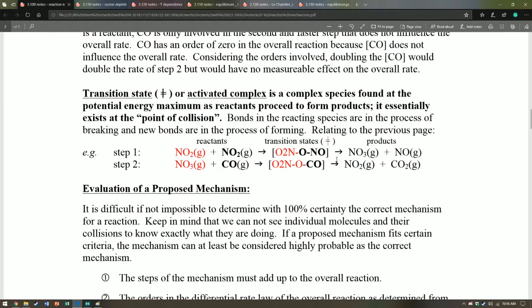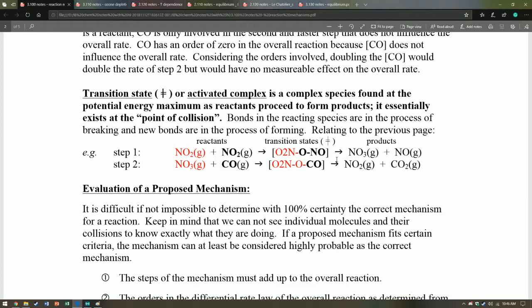Next, we talk about a transition state, or an activated complex, which is a complex species found at the potential energy maximum as reactants proceed to form products. It essentially exists at the point of collision. Basically, it's just what it sounds like, the transition.